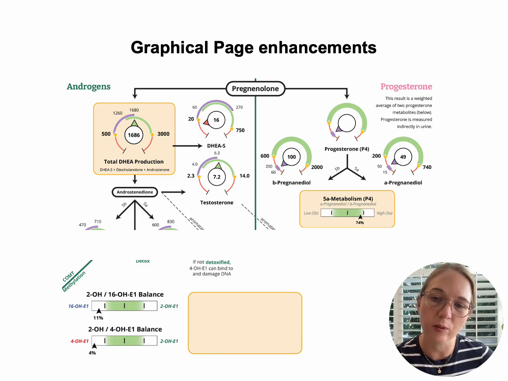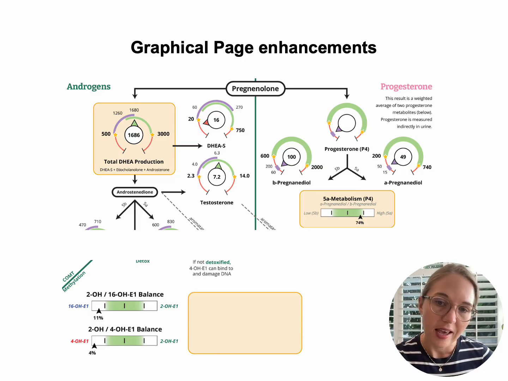On the right-hand side, the 5-alpha metabolism slider is a calculated ratio that assesses the patient's potential for 5-alpha metabolism. This is most relevant in women who are cycling or who are taking oral progesterone, and for that reason, this is only reported in a female report.